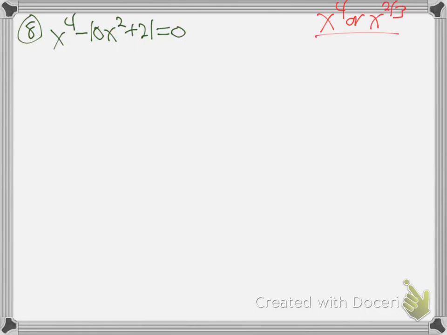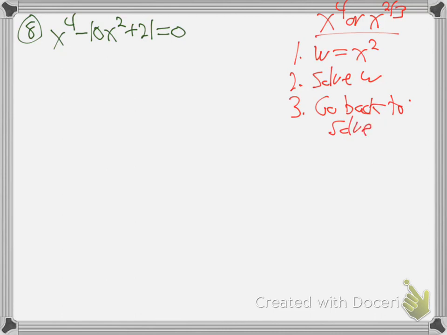What do we do when we have x to the fourth, or in a little bit we're going to have x to the 2/3? Step 1, you let w equal the middle, x squared. Step 2, solve the w equation. Step 3, go back to solve w equals x squared. So that's the 3-step plan.